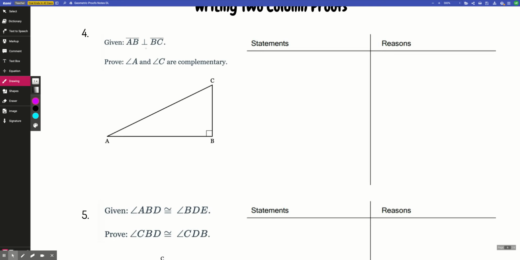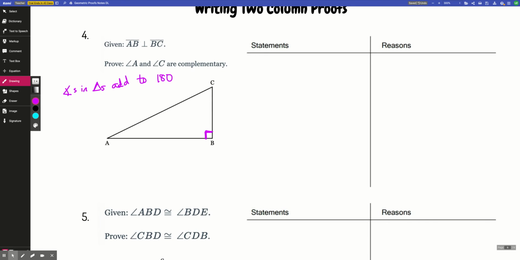All we're given is that AB is perpendicular to BC. So I have this right angle right here. That's all the information that I'm given. One other thing that I know about triangles is that the angles in triangles add to 180 degrees. Again, that's not something that you all will know yet, but it's called the Triangle Sum Theorem.